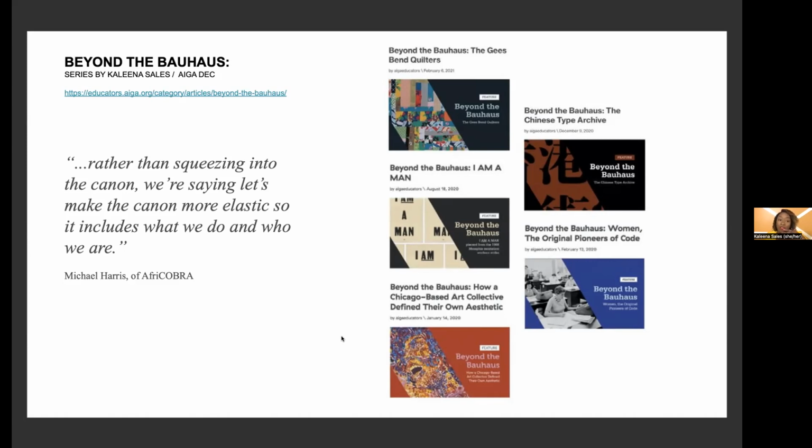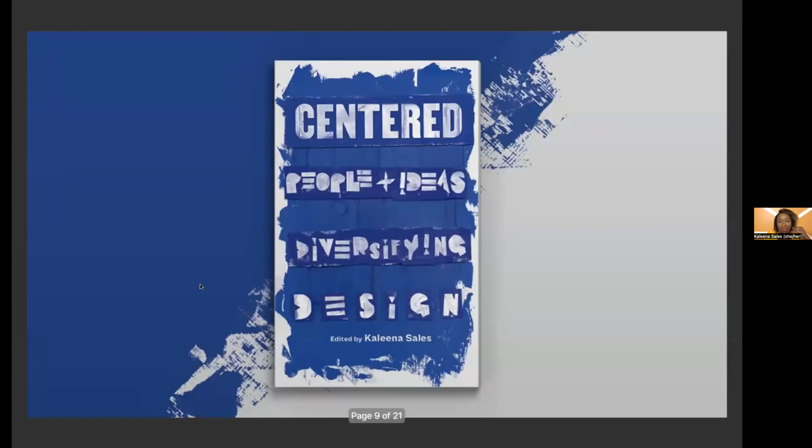I pitched a proposal to Princeton Architectural Press that was titled Beyond the Bauhaus, and it's directly inspired by this series. And over time, the title changed into Centered: People and Ideas Diversifying Design.